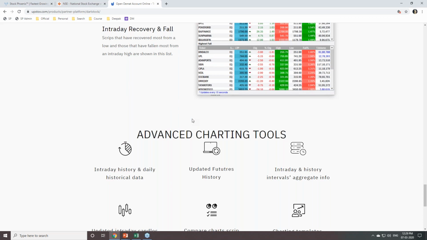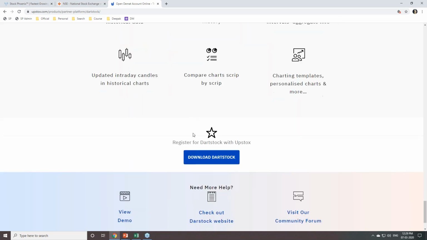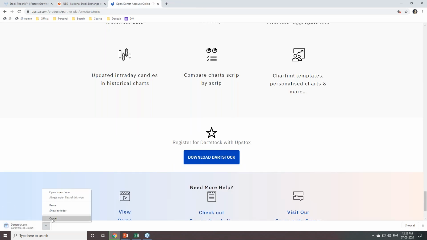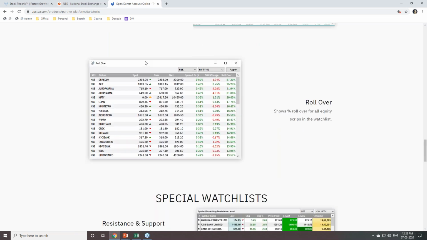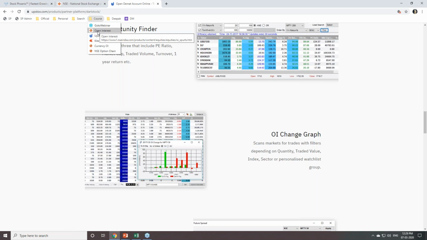Other than that, web-based platform is perfectly fine. Web-based platform is perfectly fine. So it's a free application only from Upstox. You can see here, and you can cancel this. It's not required now. So these are the types of trading terminal, and let me log in to my terminal.